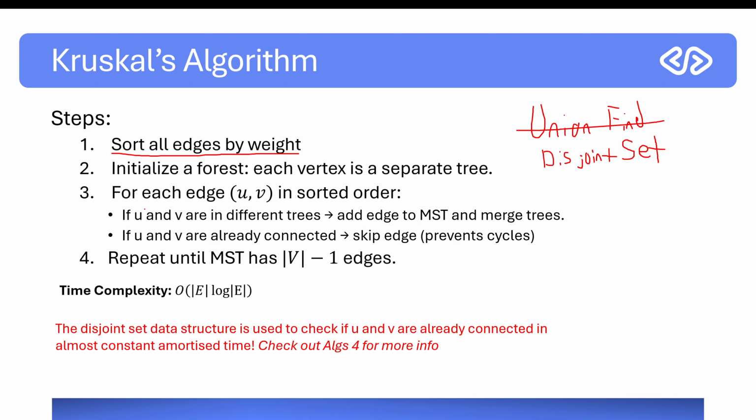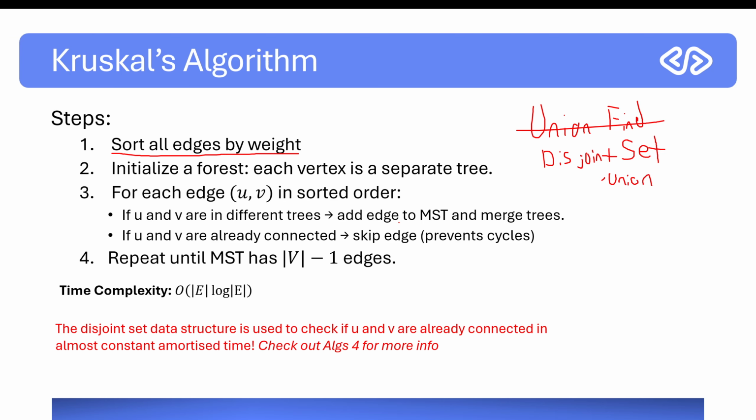And then for each edge, the disjoint set data structure can tell you if those vertices are connected or not connected. So if they are in different trees, if we're not connected yet, we can add the edge to the MST and then merge them through union. This actually has a dot union method that will merge them.